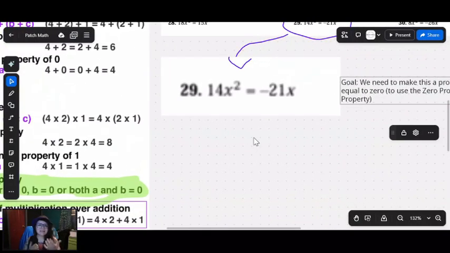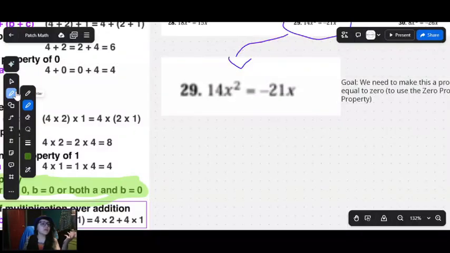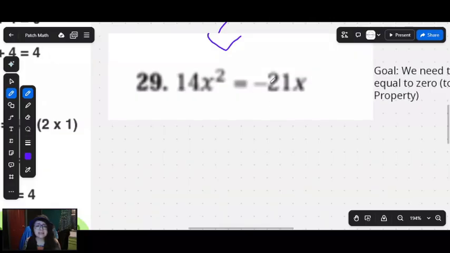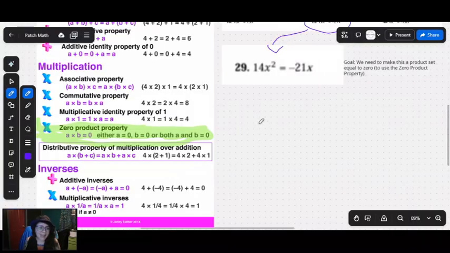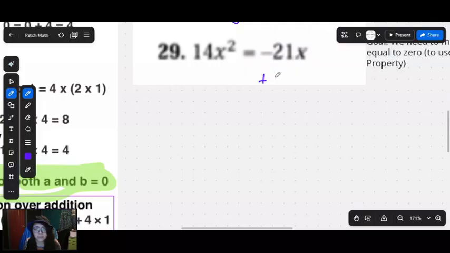So in this case, I like my leading term to be positive. So I'm going to bring that negative 21x over to the left-hand side. But we can't just do that arbitrarily. We have mathematical laws that say what we do to one side of the equal sign, we must do the exact same thing to the other side to retain the original value of the equation. I see that this is negative 21x. The additive inverse of negative 21x is plus 21x.